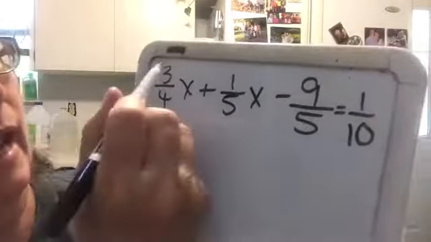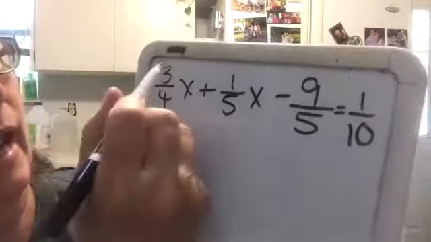We have 20 times 1/5. Well, that's just 20 over 5, which is 4x. Minus, so now we're ready to do 9/5 times 20. And 20 divided by 5 is 4 times a negative 9 is a negative 36. That's a constant. There's no x on that one. Okay. And lastly, equals 20 times 1/10. Well, that's just 2, isn't it?